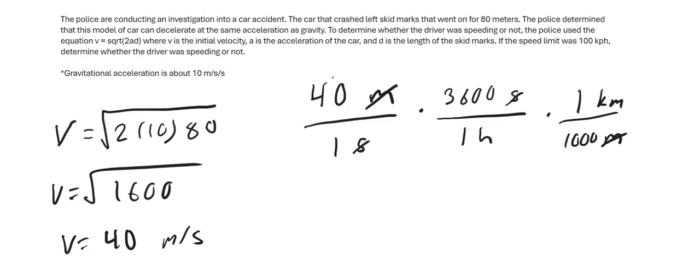So now we can go ahead and just multiply this out. 40 times 3600 over 1000, and that gives us 144 kilometers per hour. Our speed limit was 100 kilometers per hour, so the driver was definitely speeding.